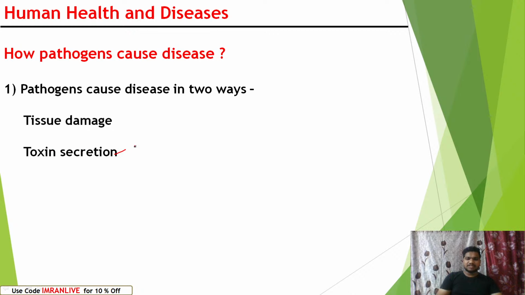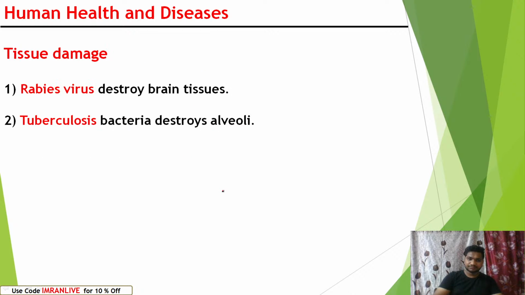How do pathogens cause disease? Let's understand now, this is the major topic. How can pathogens cause disease in the human body? Pathogens cause disease in two main ways: by damaging tissue, and by releasing toxins. Once a bacterium or virus enters the human body, it starts causing disease and weakens our immune system. Let's discuss one by one, starting with tissue damage.